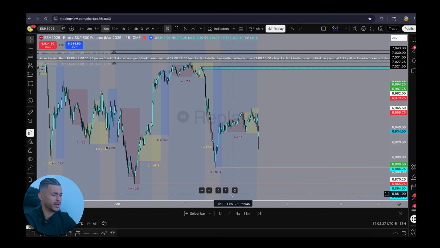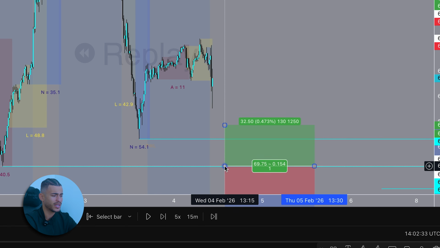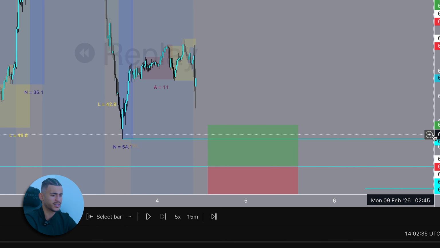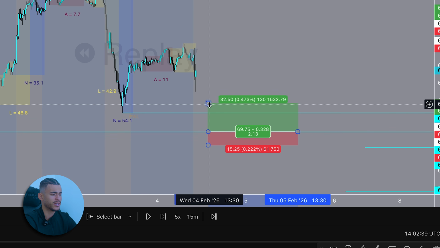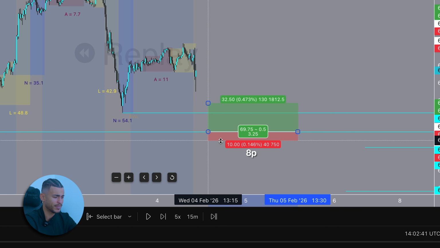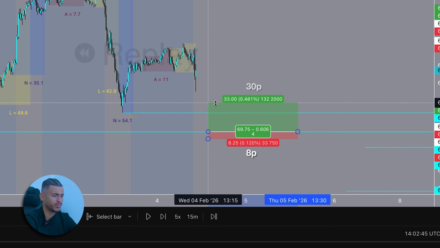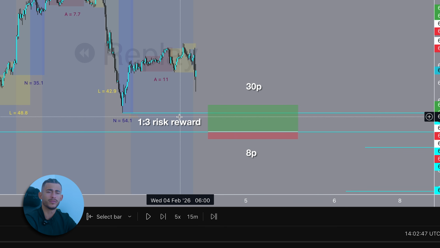So we are going to go ahead and plan to take a buy position when price hits this level, if price does not close below this level on the 15-minute time frame. We're gonna have an 8-point stop loss, and we're gonna go ahead and target 30 points for a risk reward of 1 to 3.